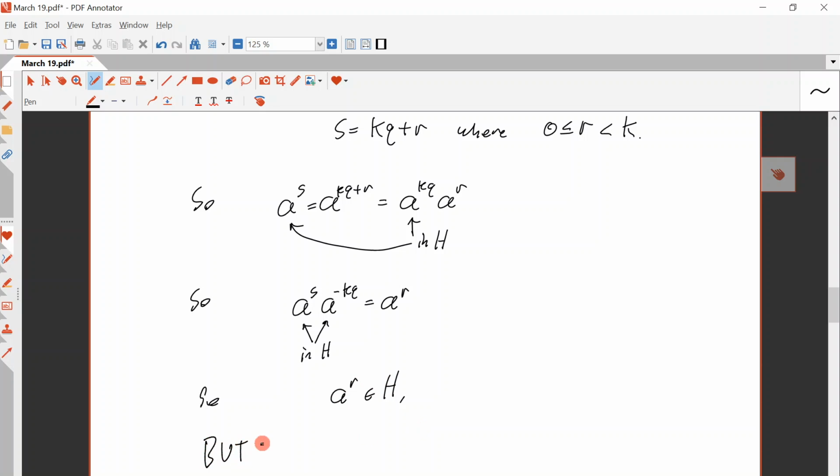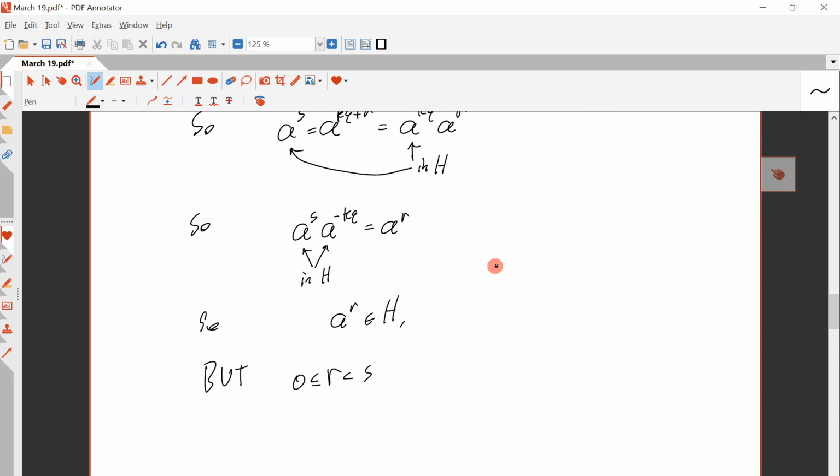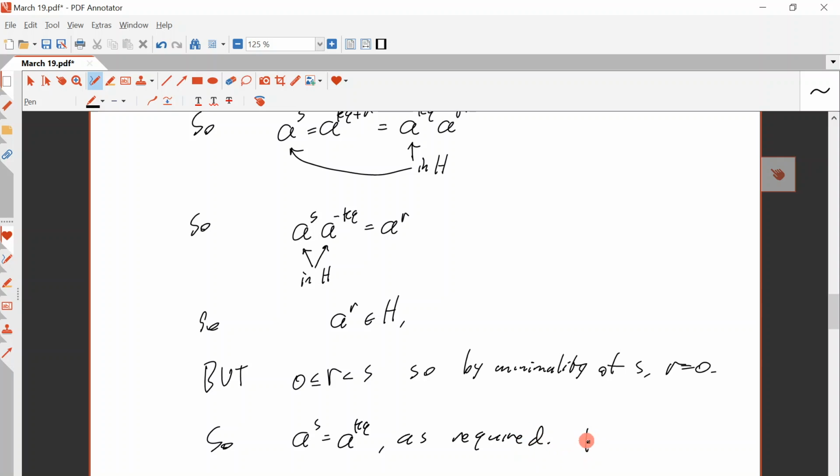But R is less than S, which was the smallest positive power of A in H, and R is less than that, so R has to be 0. So by the minimality of S, R is equal to 0. So A to the S equals A to the KQ as required. Okay, so that's the proof of this theorem here.